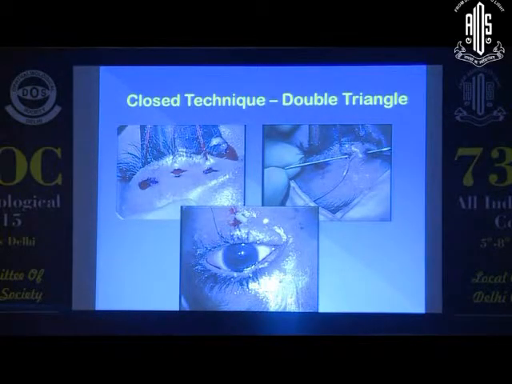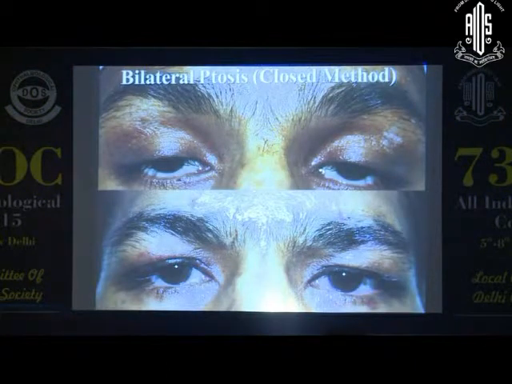This is the closed technique, triangle, where you basically give a supralash 3 stab incisions, and then you pass the silicone, and you can see that this is the kind of lid fold where there is usually bunching, full appearance of the lid. Lid fold is very near to the lash line. This is a bilateral ptosis where the closed technique was done, and you can see the position of the lid crease plus the bunching of the tissues here. But it can be used in bilateral ptosis patients because the operating time is less.